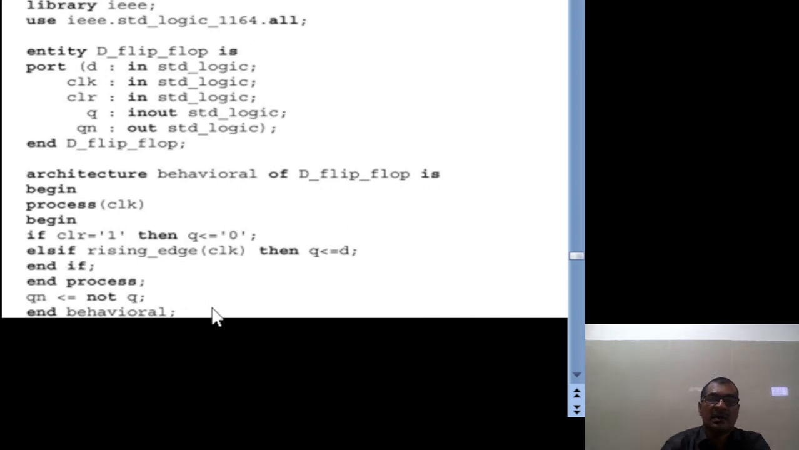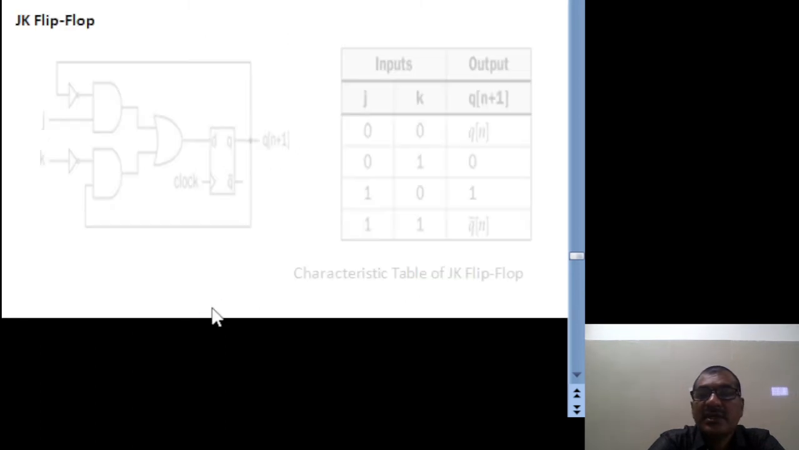Okay, so in case of this D flip-flop with asynchronous inputs, this is the programming style. Okay, next, what is the next topic here?